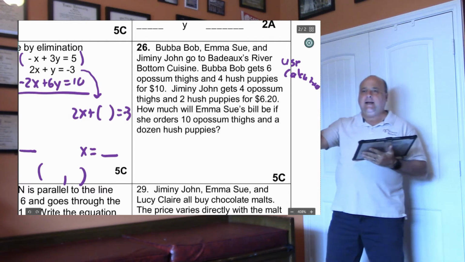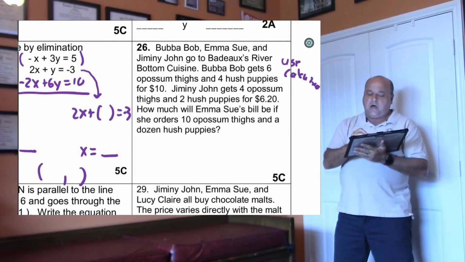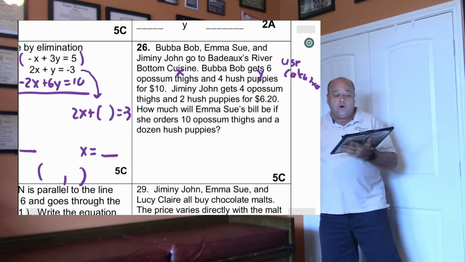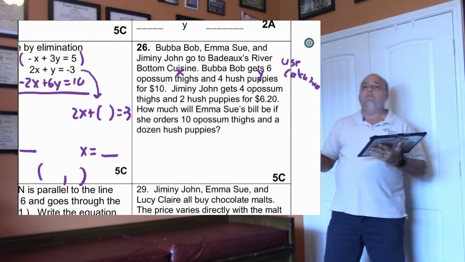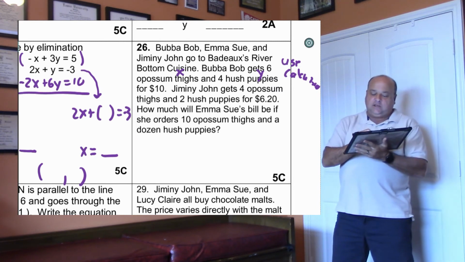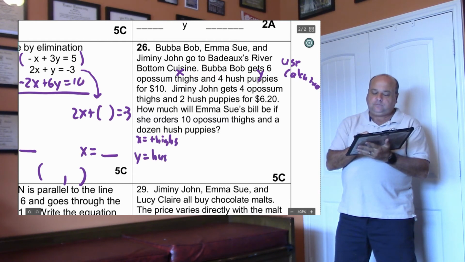So you're going to write down your two equations. So we have possum thighs and hush puppies. Fatto's River Bottom Cuisine. We're going to get some possum and hush puppies. Okay, so let's write down x equals the thighs and y equals the hush puppies.